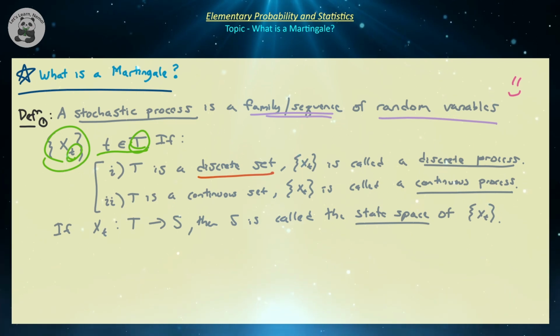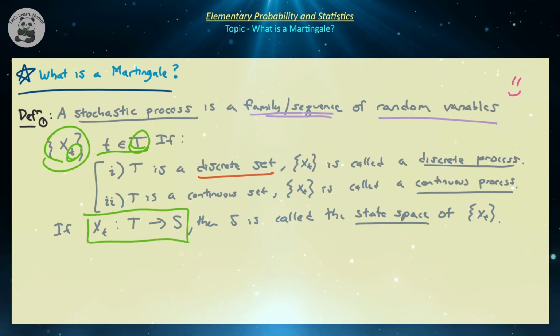If this t, or domain of the stochastic process, is a discrete set, then we call this a discrete stochastic process. And if the domain of this sequence is a continuous set, then we call this a continuous stochastic process. So a stochastic process maps the set T to a set S. The set S, which is the range of our stochastic process, is commonly referred to as the state space of our stochastic process.